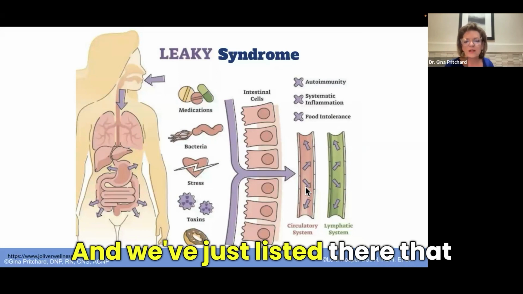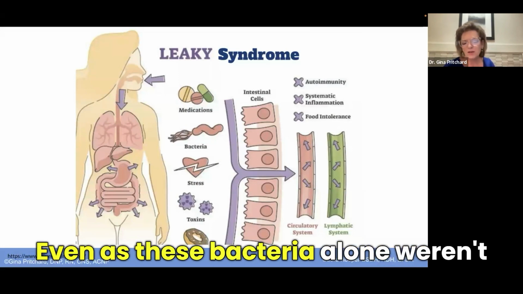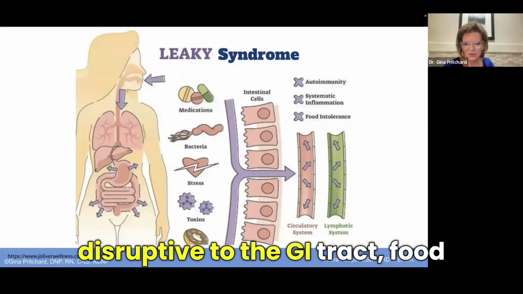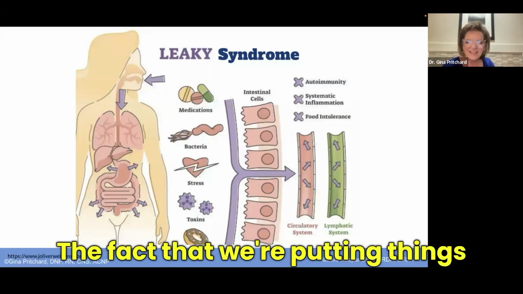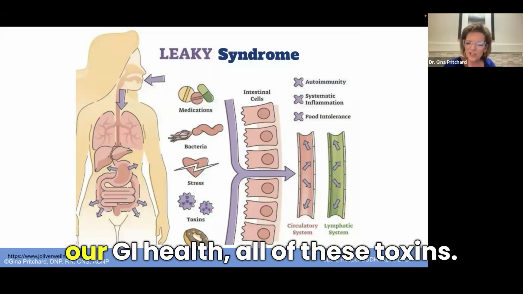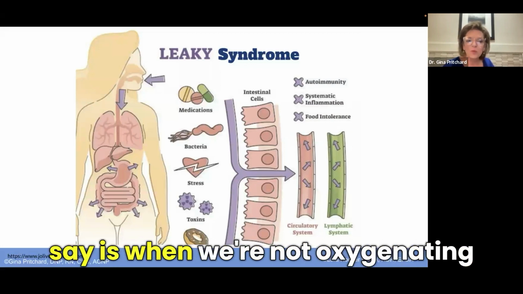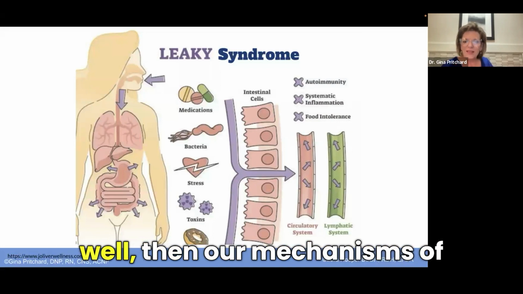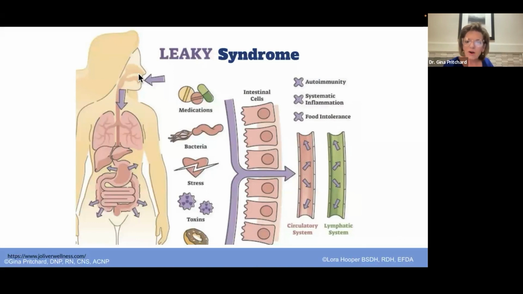And we've just listed there that there are other things that contribute to inflammation. So even if these bacteria alone weren't disruptive to the GI tract, food sensitivities, allergies, autoimmunity, the fact that we're putting things down our throat all day long that maybe aren't the most ideal for our GI health, all of these toxins. Stress plays a role. And then the other thing I'd like to say is when we're not oxygenating well, then our mechanisms of eradicating toxins from our body are impaired.